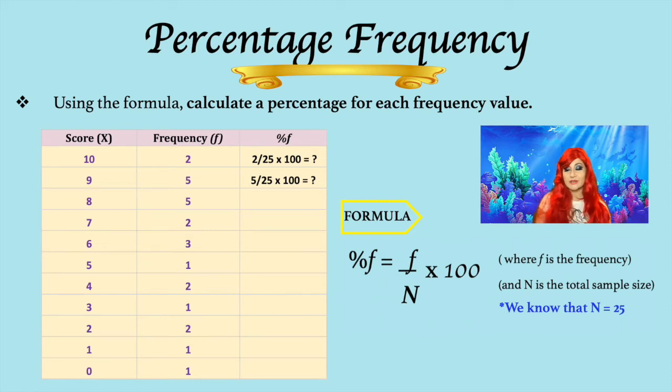So the next one is the score of 9. Remember, we don't care about the score, we care about the frequency with which it occurred. So the score of 9 occurred 5 times. So the F value is going to be 5. You're going to divide 5 by 25, because that's the total number of people in our sample, and multiply that by 100. So go ahead and try to calculate that, and you should end up with this type of column.